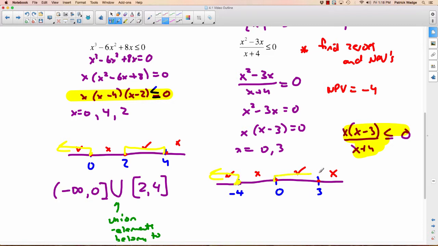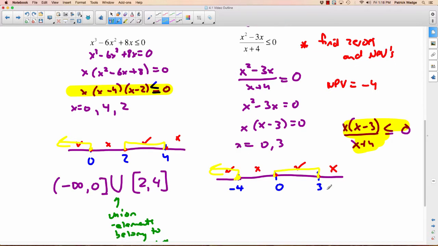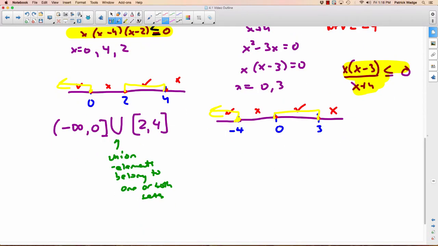and here. So it's actually very similar to the one that we just did. We're going to end up having from negative infinity up to negative 4 inclusive, and then the union 0 to 3. So from 0 to 3. And there you go. That's your answer.